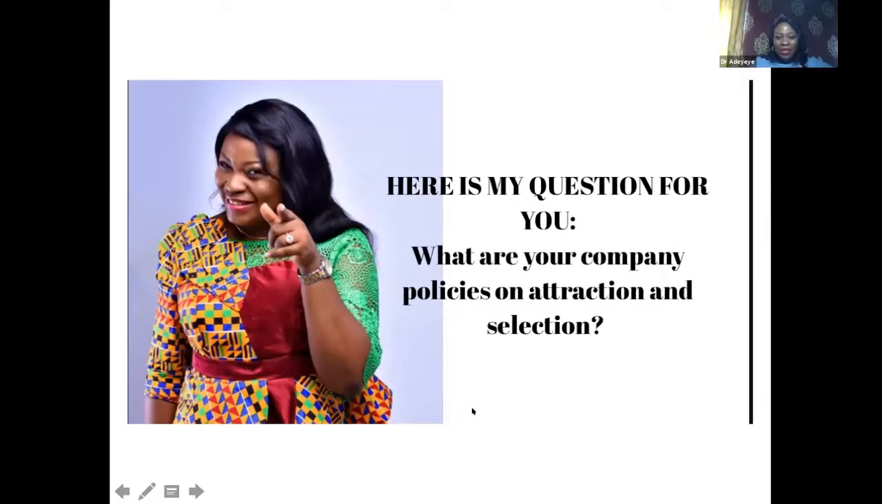Someone asked a question: do you need a lawyer to make policy legal? No, you don't need a lawyer to make your policies legal. What you need is to ensure that it does not contravene the law of the land.